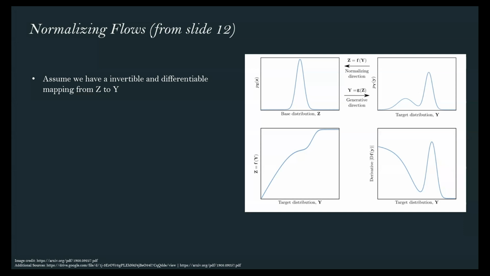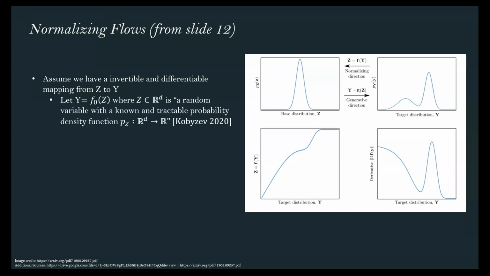So assume we have this invertible and differentiable mapping from Z to Y, and Y is going to be some parametric function of Z. Z is in RD, a random variable with known tractable probability density function PZ. But here's the thing. We know that the probability mass must be conserved. Back to the big primary motivation behind all of this being normalizing. We want to conserve probability.